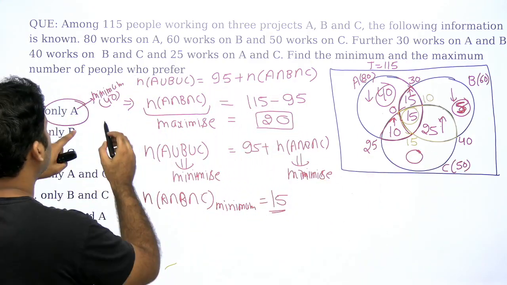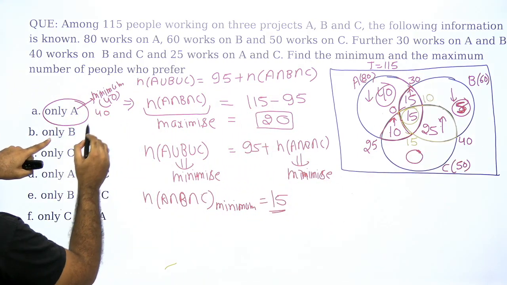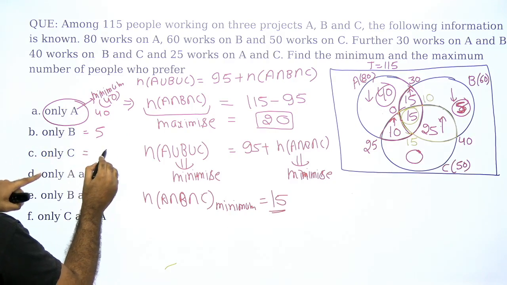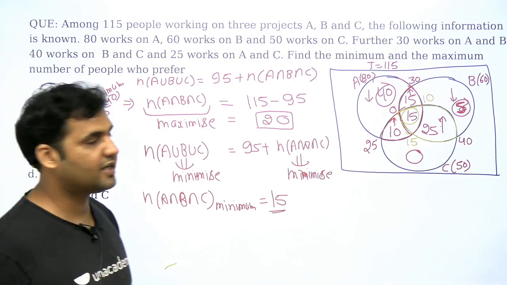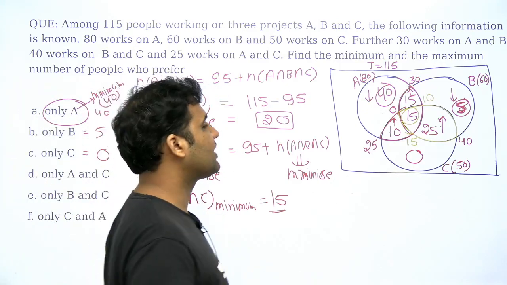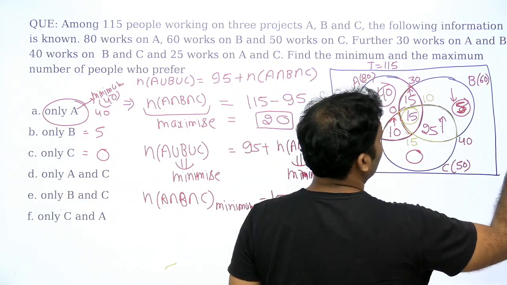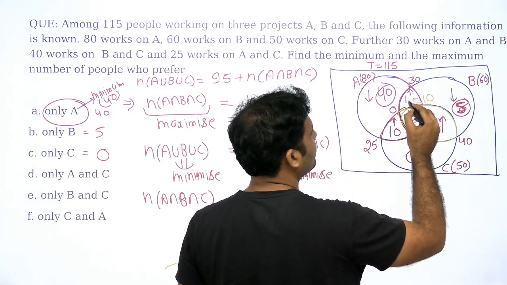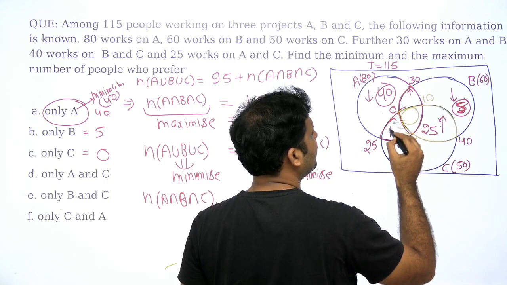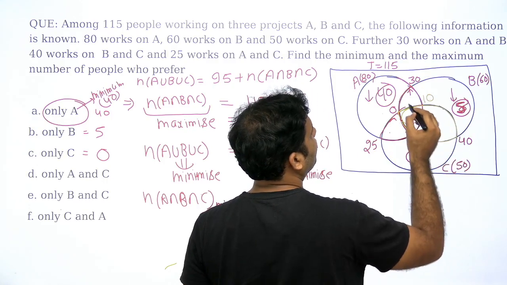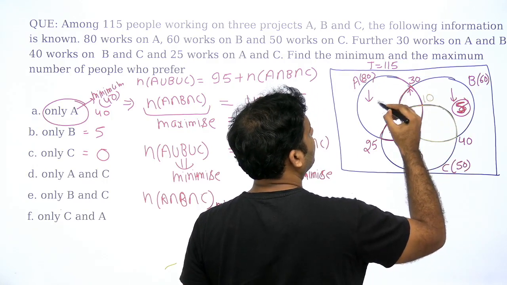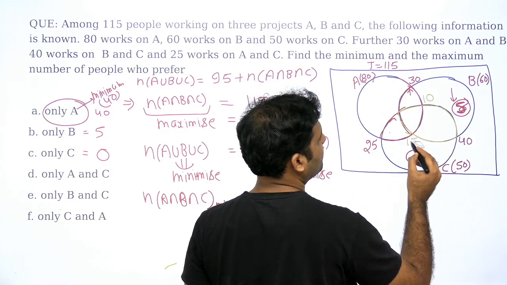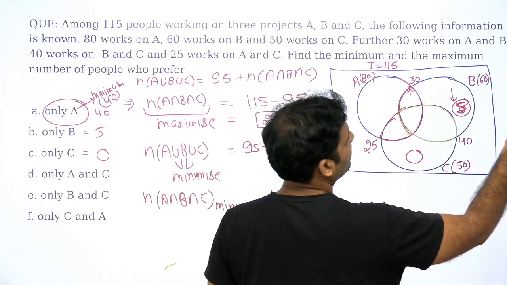Is it clear, guys? Minimum of only A is 40, minimum of only B is 5, minimum of only C is 0. Right? Now let's also find out the maximum values. Let me remove this part here to make you understand. We do not need these values, so I'm removing this here. We have already written down.